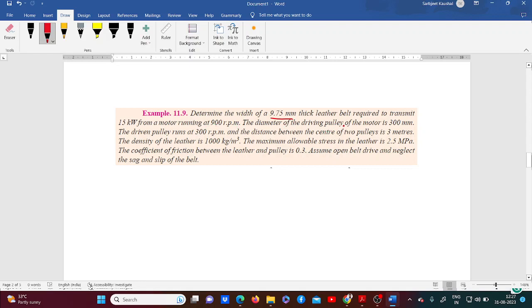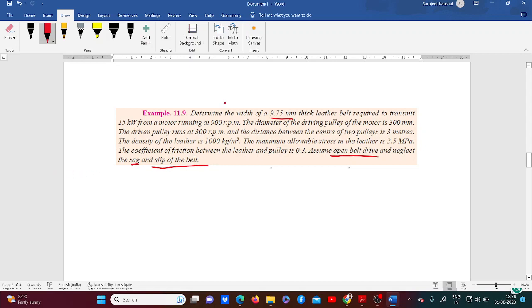The diameter of the driving pulley is 300. The driven pulley runs at 300 rpm and the center distance is 3 meter. The density of the leather belt is 1000 kilogram per meter cube. Maximum allowable stress in the leather is 2.5 megapascal. The coefficient of friction between the leather and pulley is 0.3. Assume open belt drive and neglect any kind of sag and slip in the belt.